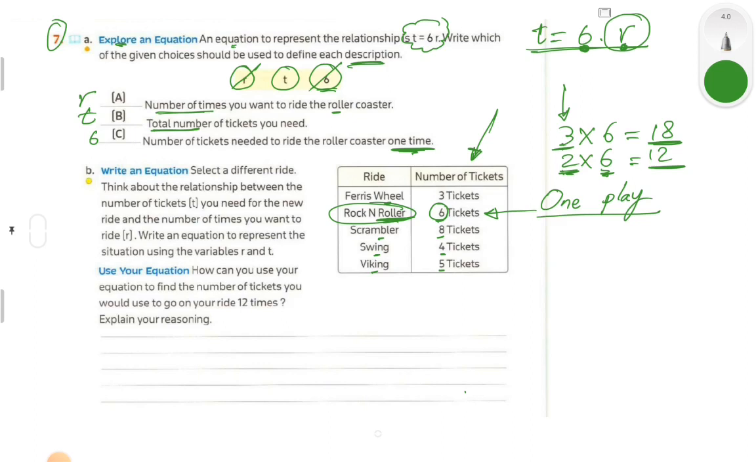Next one, write an equation. You will write an equation. Select a different ride.